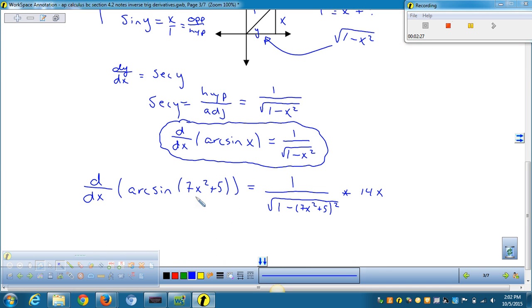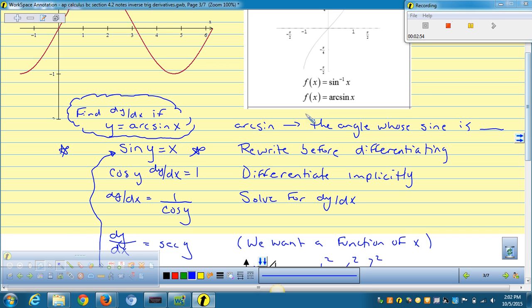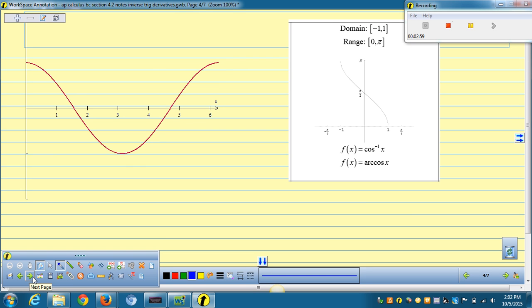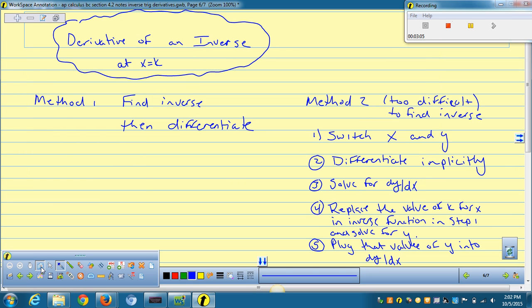And if it is a composition function, where the inside of the function is not just x, we can apply the chain rule. So if I'm taking the derivative of arc sine of 7x squared plus 5, I will have 1 over the square root of 1 minus (7x squared plus 5) squared, times the derivative of the inside, which is the derivative of 7x squared plus 5, or 14x. All right, and you'll get practice finding the derivatives of the other inverse trig functions.